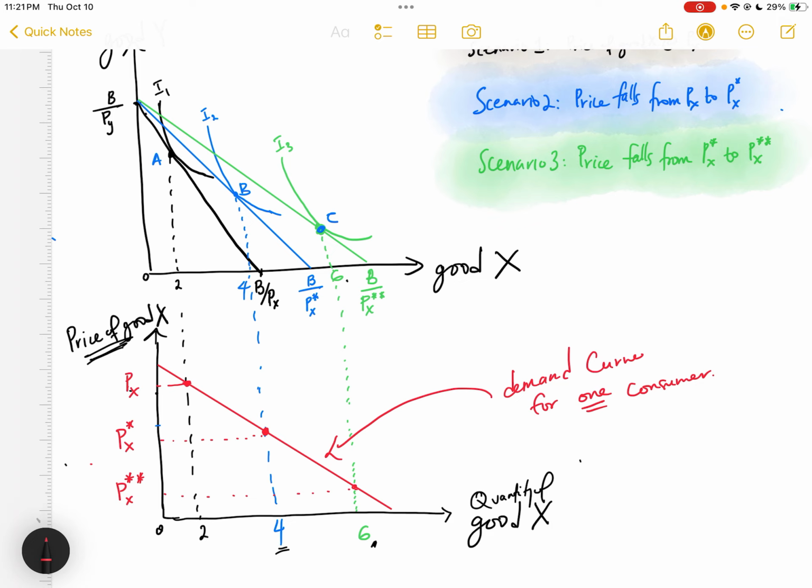Now, how do you get the market demand curve? Well, you have to do a horizontal summation, a summation of quantities demanded at each price to get the market demand curve. Yes? All right.